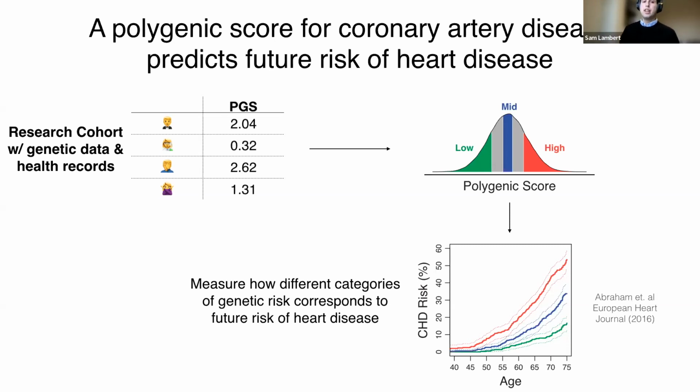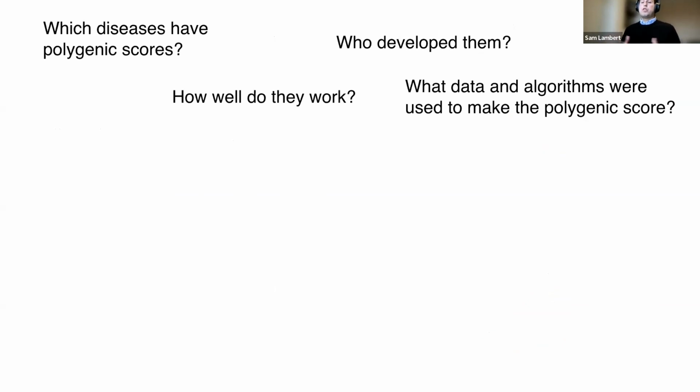Researchers often wonder which diseases and traits have polygenic scores, so which diseases can be predicted, but how well do they work? I showed you a pretty cool example where the polygenic scores work really well and strongly predict future heart disease risk. People want to know how well they work, who developed them, and what data, algorithms, people and research cohorts were used to make these polygenic scores.